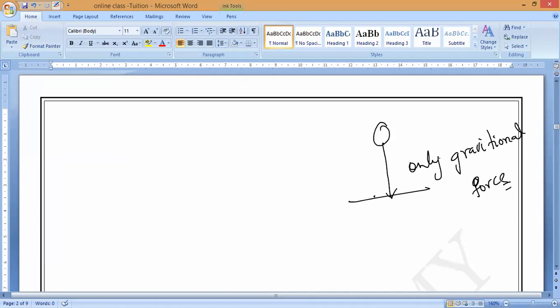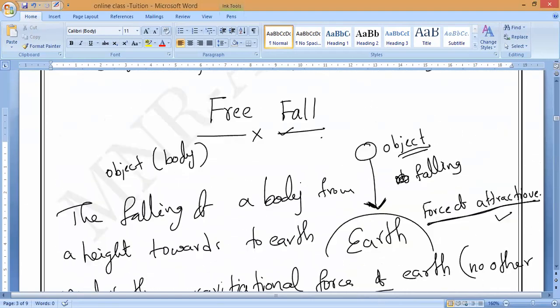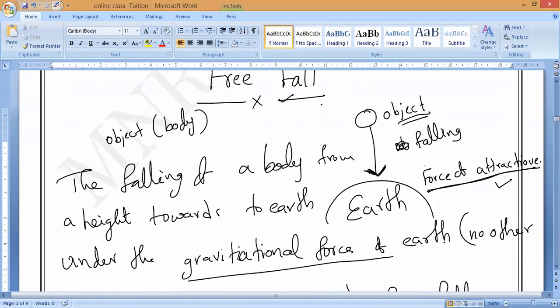So it will reach the ground. That is what we call the free fall case. In the free fall case, only the gravitational force of earth should act. No other force is involved. What should we call this? Free fall. Please write the definition and draw the diagram also.